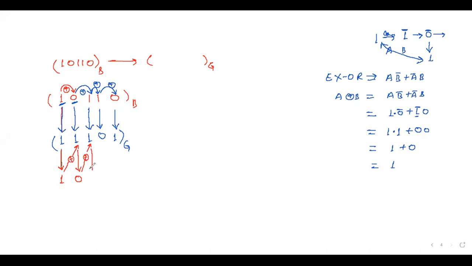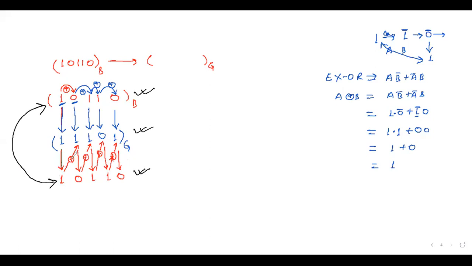Now this 0 will get XOR with this one. Now again the result will be 0 और 1 का XOR 1. तो हमें क्या मिलेगा, 1. Again 1 will get XOR with this 0, तो हमें रिजल्ट क्या मिलेगा, 1. Now again 1 will get XOR with this one. Again we get 1 और 1 के साथ XOR करेंगे तो 0. Now you can observe that हमने क्या किया, पहले बाइनरी को ग्रे में कन्वर्ट किया, और इस ग्रे को हमने फिर से बाइनरी में कन्वर्ट किया. तो you can observe that both the results are same.